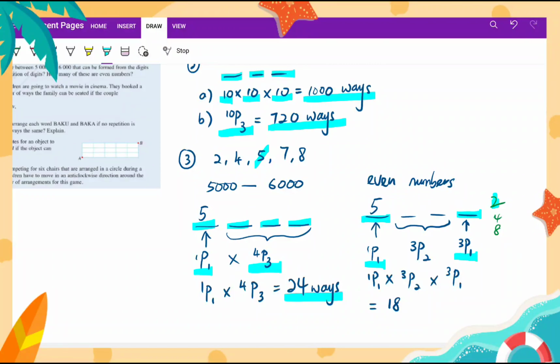So 3P1. If I choose 2 here, I have used up my digit 5 and digit 2, and left 4, 7, 8. So 3 options to permutate into 2 placings. So 1P1 times 3P2 times 3P1. So altogether we have 18 ways.